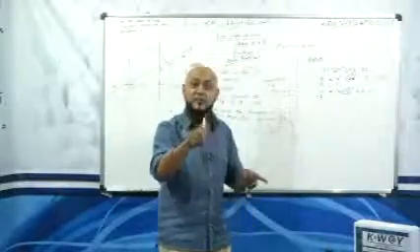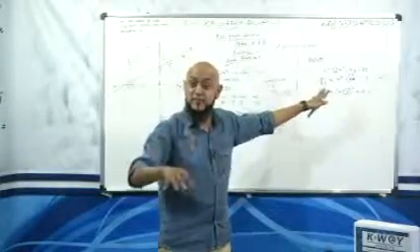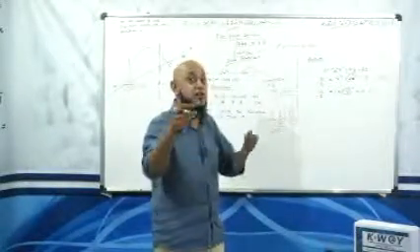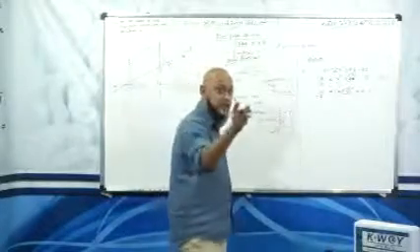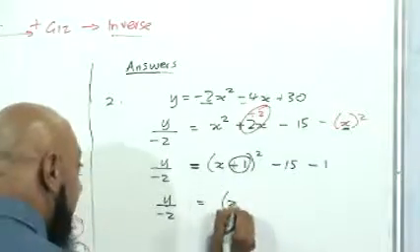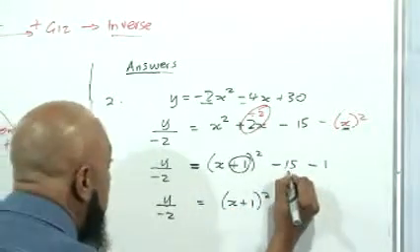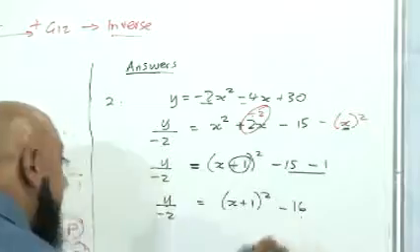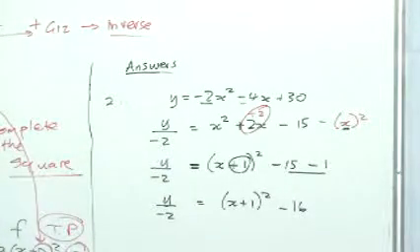I'm going to give you another one after this. Remember, this is just the one that came out of the paper. I'm going to give you another one after this, and you're going to have to apply the method to make sure that you know it. So, y over minus 2 is equal to x plus 1 all squared minus 15 minus 1, minus 16. That's obviously not our final answer.